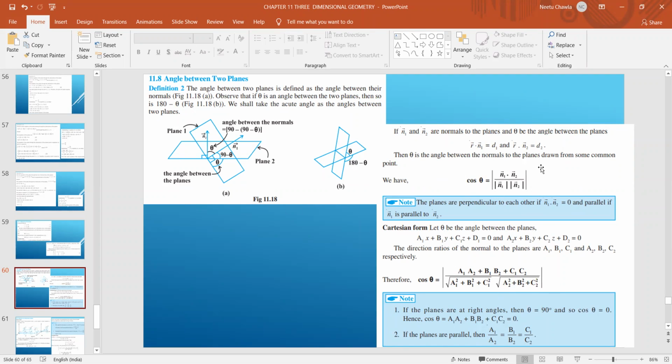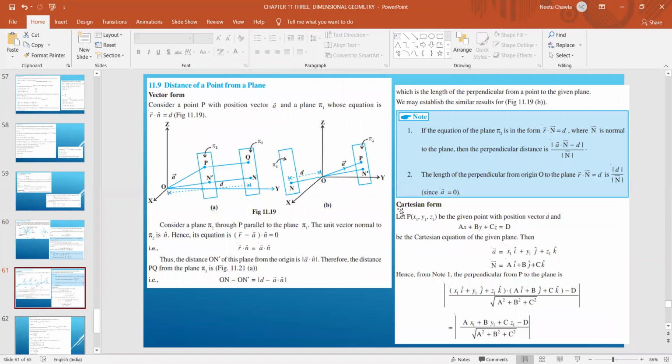Just changing this into the vector form. This cos theta is in the vector form, and this is in the Cartesian form, just changing the same thing into the other form. Now what else? If the planes are at right angles, then this numerator will become 0, obviously, since cos 90 is 0. So only then can it be equal to 0. If we prove this is equal to 0, we can say that the planes are perpendicular to each other. And if their ratios are equal, we can say that the planes are parallel to each other.